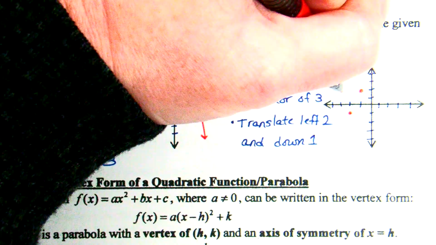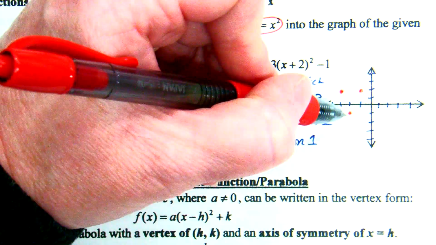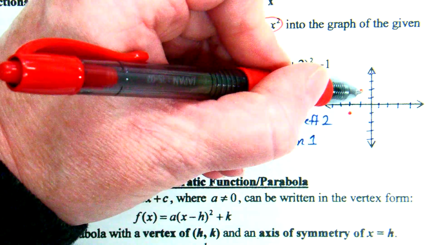Wait, can you do the second dot again? From my vertex, instead of going over 1, up 1, I went over 1, up 3, because you times it by 3, because of the stretch of 3. Okay?